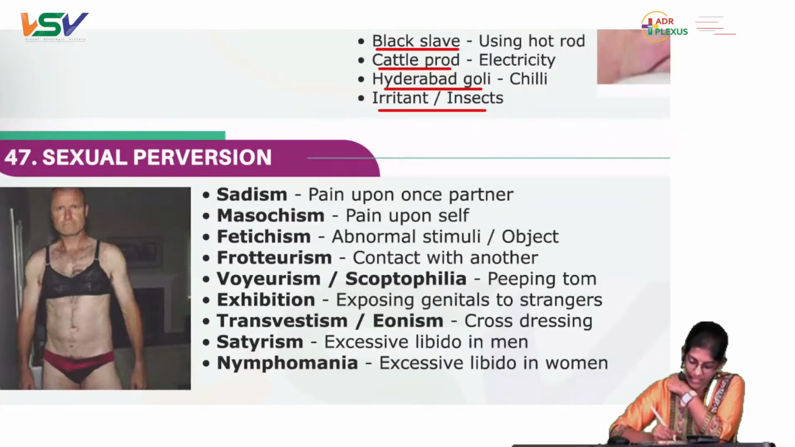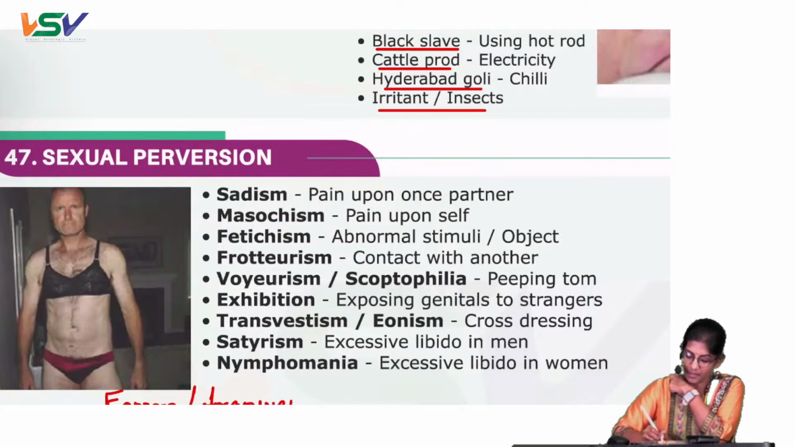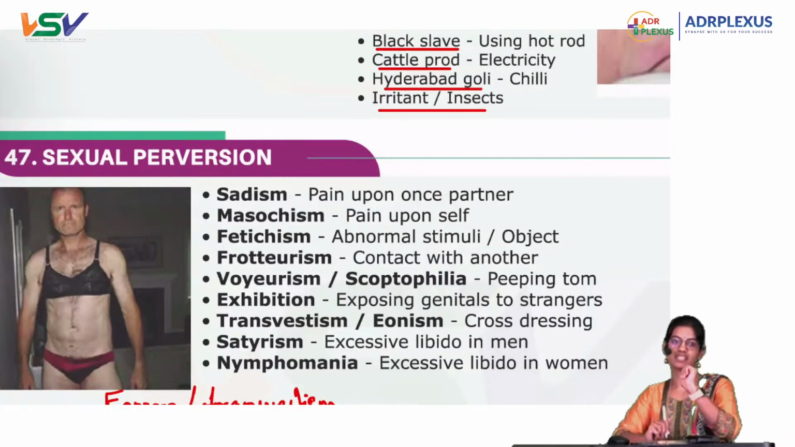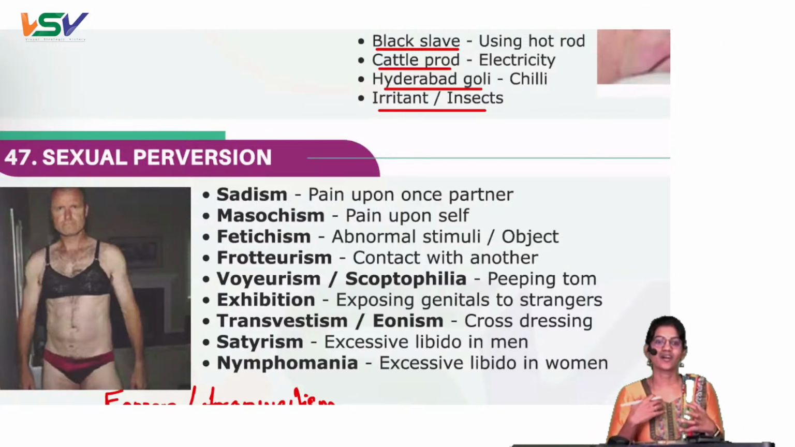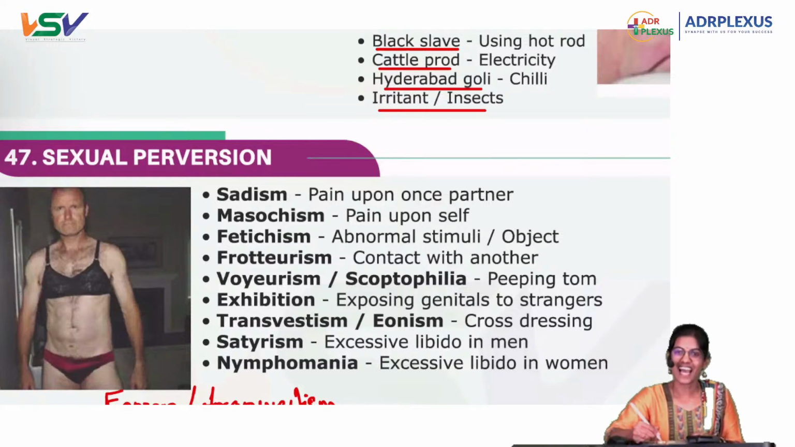Very good. Eonism or transvestism. Again, these have also come as match the following mainly. Once, an image based question they have asked. Eonism or transvestism, where there is cross dressing, particularly of the undergarments. Okay. So the terms we know: sadism.